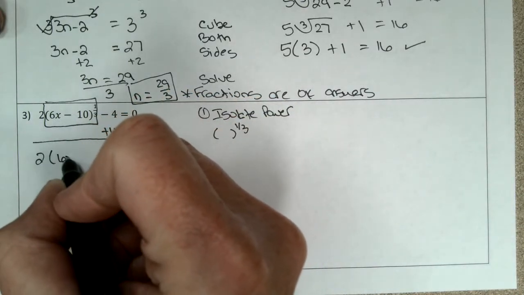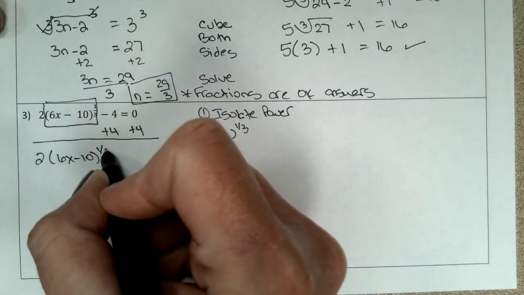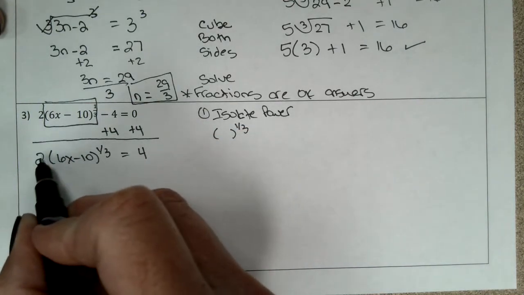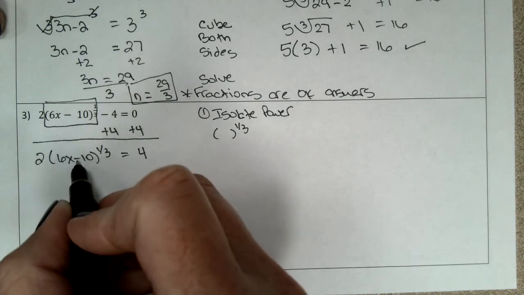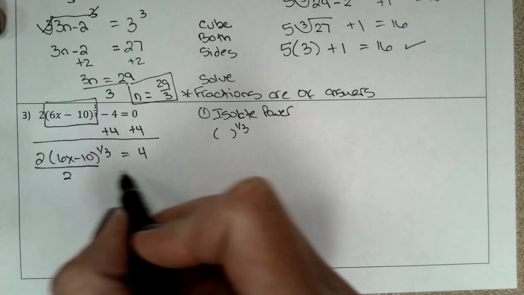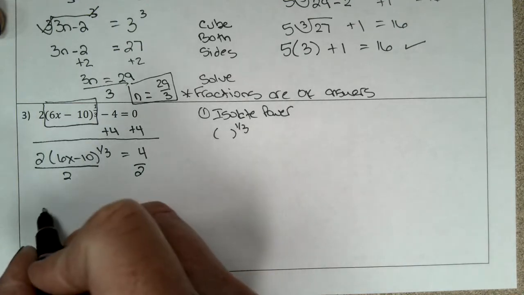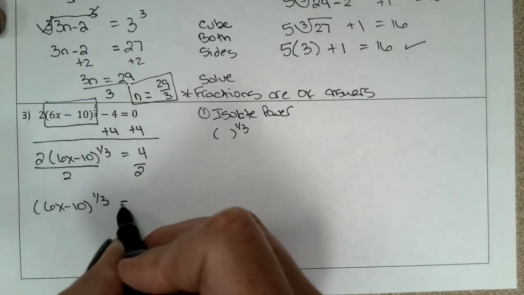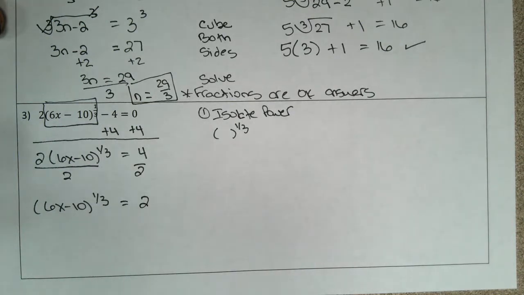So 2 times 6x minus 10 to the 1/3 equals 4. This is multiplication. You cannot distribute into this parenthesis because it's raised to this exponent. So we're going to divide both sides by 2 first. So 6x minus 10 to the 1/3 equals 2.